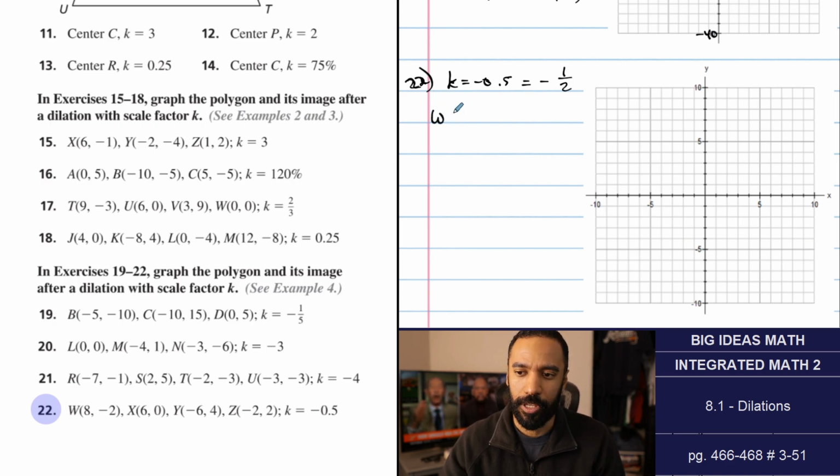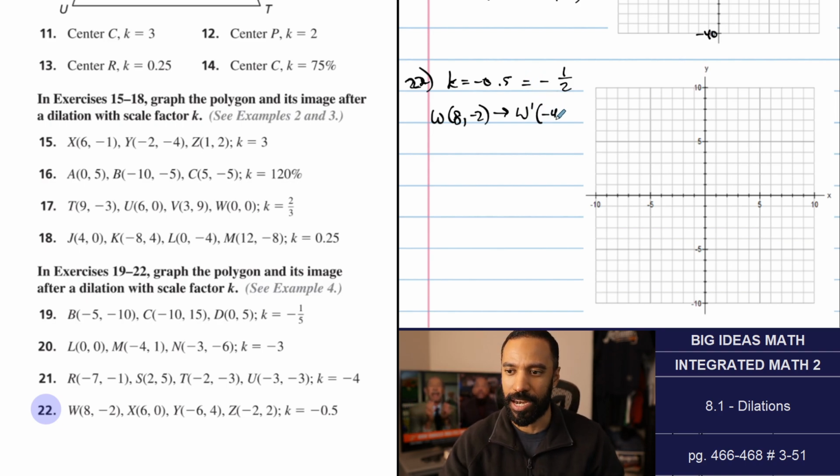All right, W is at 8, -2. See, it's not registering the hit. 8, -2. I think it's getting worse. That's the problem. W prime. Oh, no. I just got to write with more deliberation. W prime is at -4, +1, when dividing by -2.